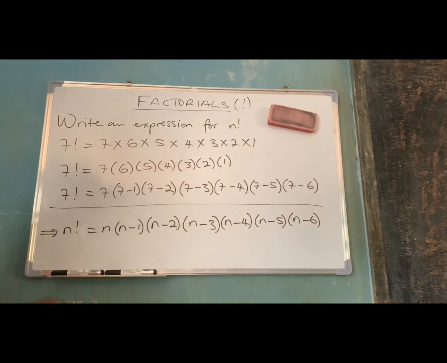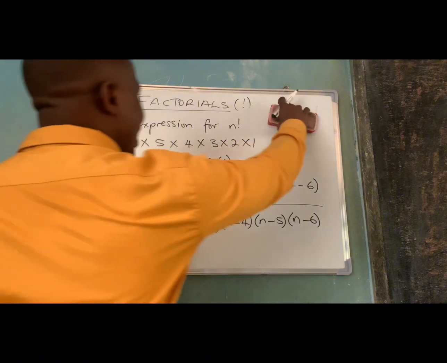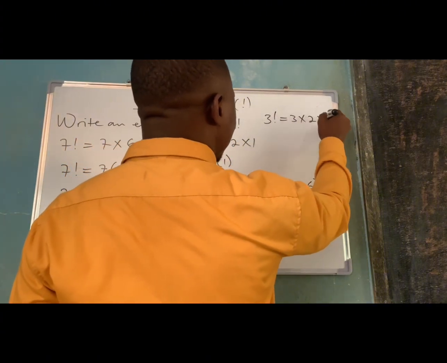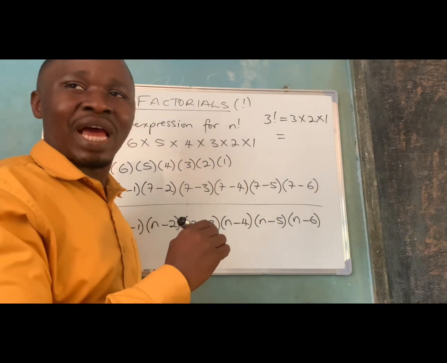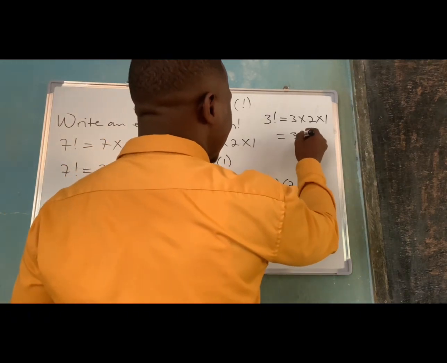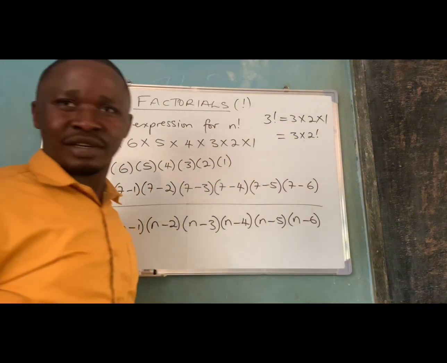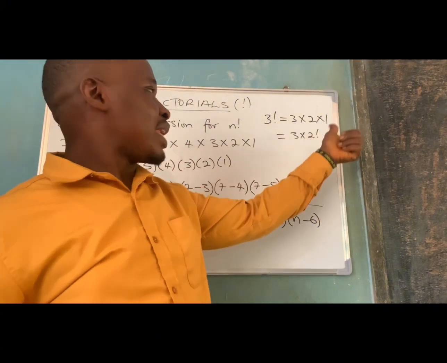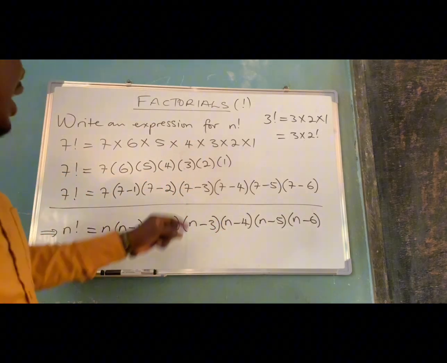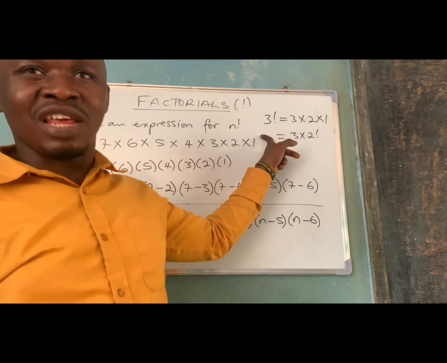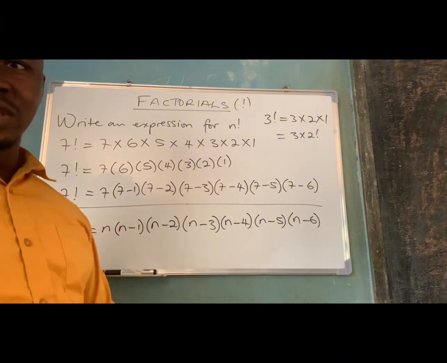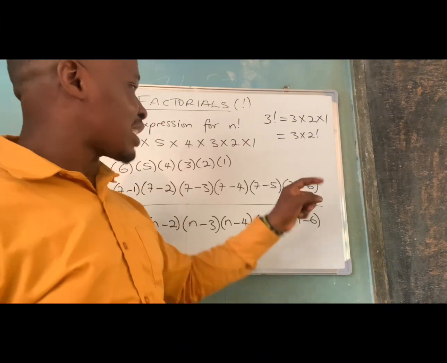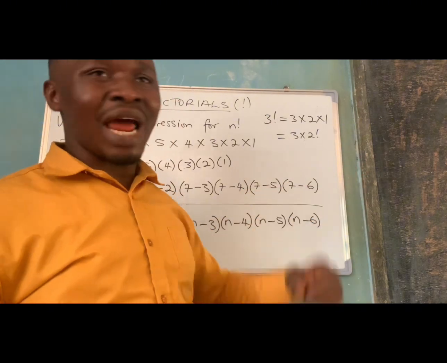Because of that, we use the fact that 3 factorial is 3 times 2 times 1. We also have the right to write 3 factorial as 3 times 2 factorial. The reason you don't see any factorial is that it gets to 1. Despite not seeing the 1, we know that this one is 1, which is the reason we don't write the factorial.